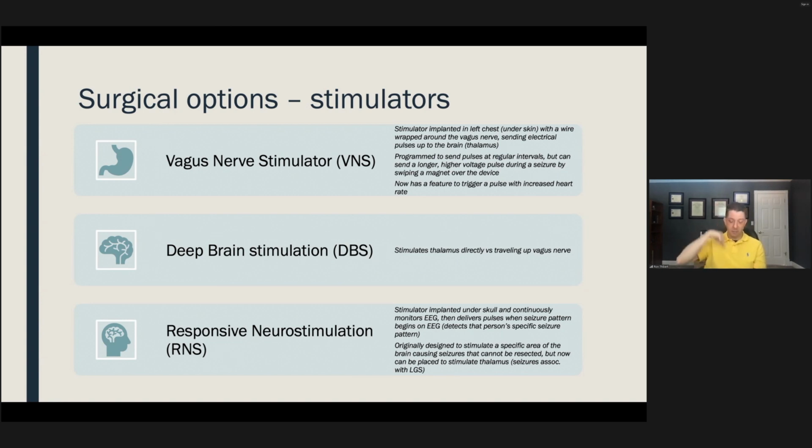The right one mostly goes down, the left one mostly goes up, so it's always around the left one, and it sends an electrical pulse up to the brain through the vagus nerve. The exact mechanism isn't clear, but basically it sends these pulses, and the thought is that it disrupts the networks where the seizures originate. So if you can disrupt that electrical activity, you can hopefully prevent seizures from really forming.